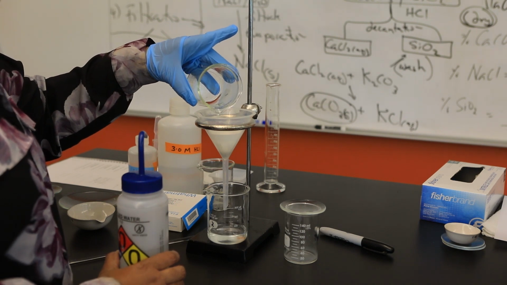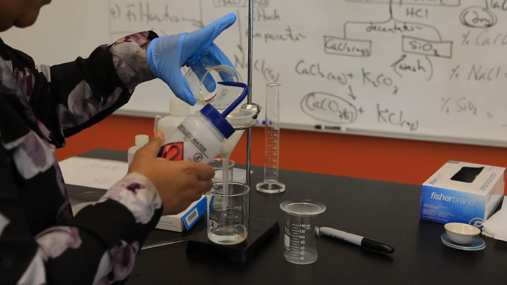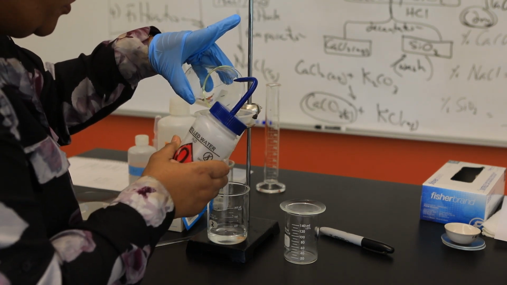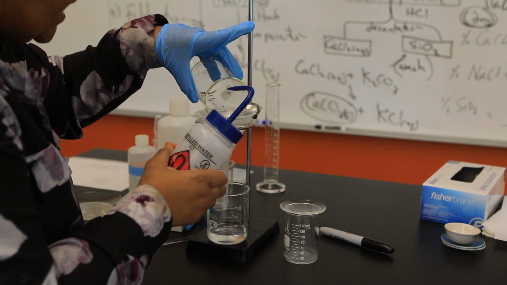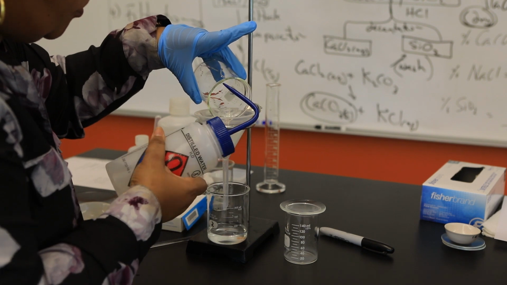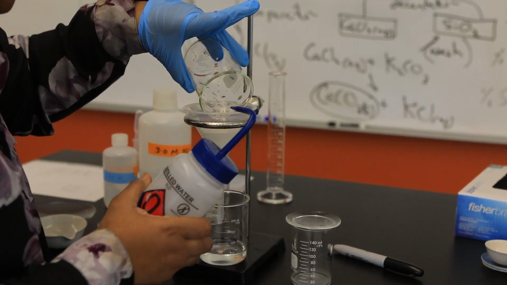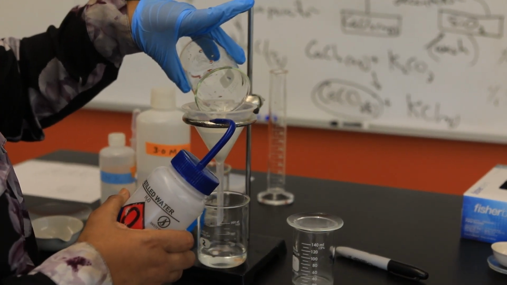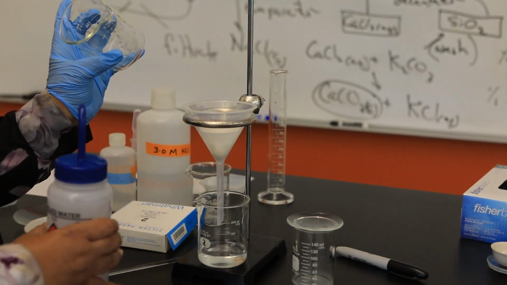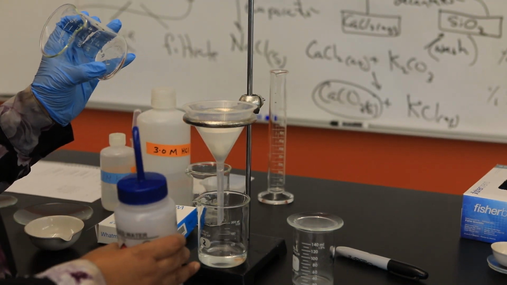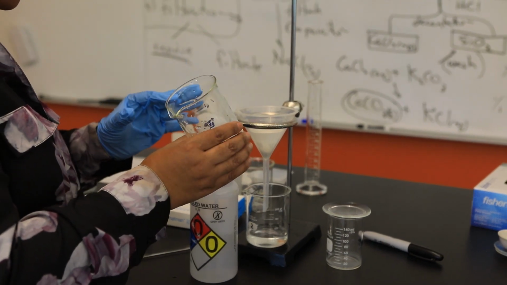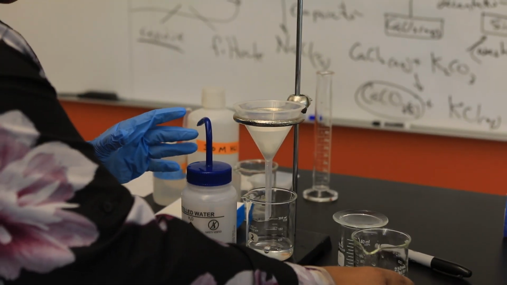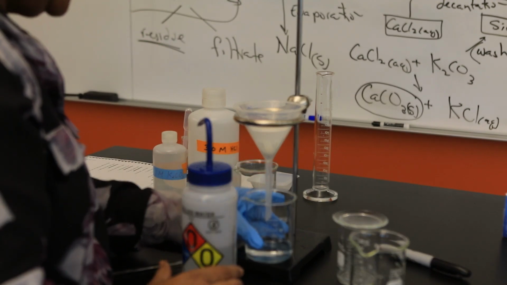Alrighty, so once we've added most of the solution and we're at the end, we just want to use our wash bottle, tilting it at an angle to make sure that we remove all possible residue. Don't forget, we do have that residue, the calcium carbonate and sand. You should notice at the end that this beaker looks fairly clean. I've removed all residue, and so I have my filtrate.